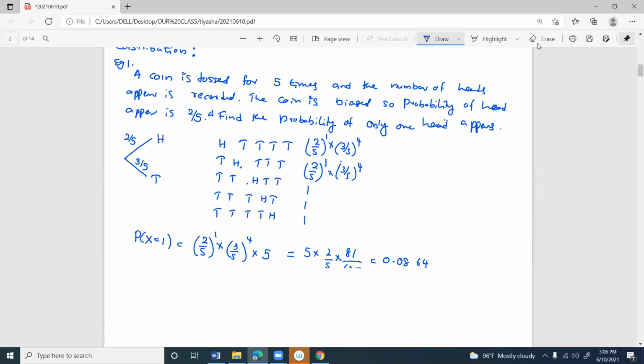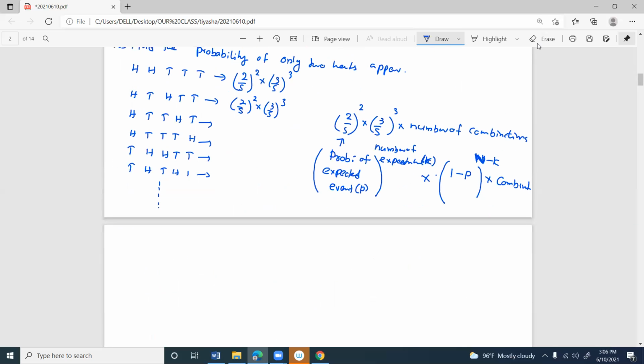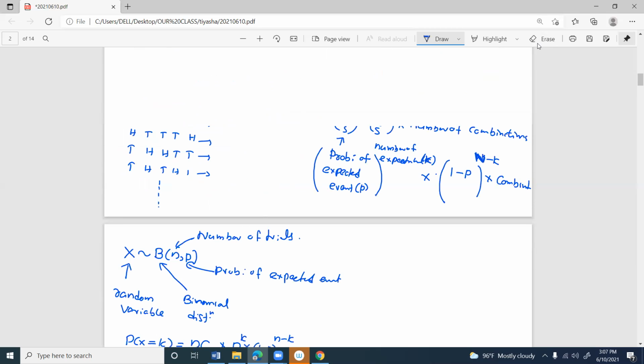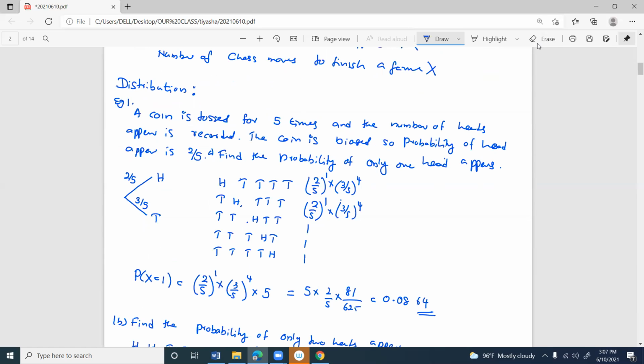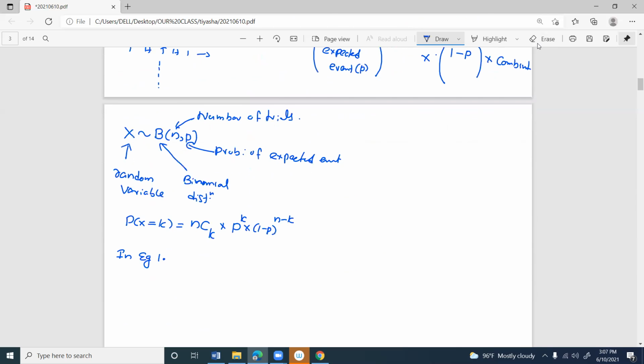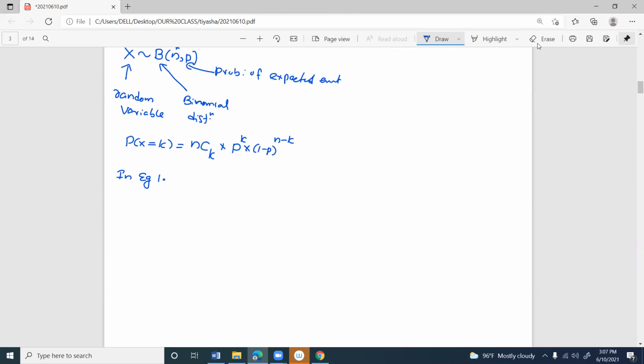In this example 1, what we expected from this experiment: you toss a coin 5 times and you get the number of heads. So that is the random variable. What is the experiment we are doing? We just toss a coin and we expect the number of heads. So X is the number of heads that appear. Then you can say X has a binomial distribution.